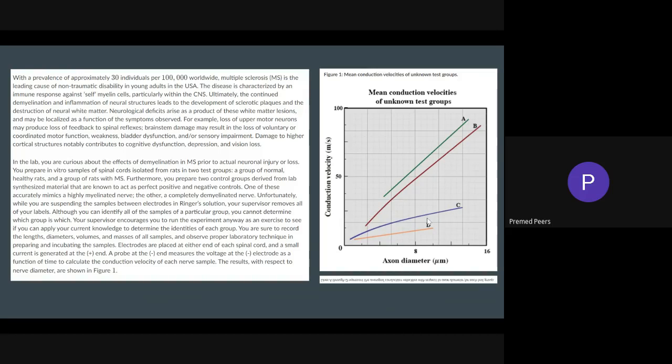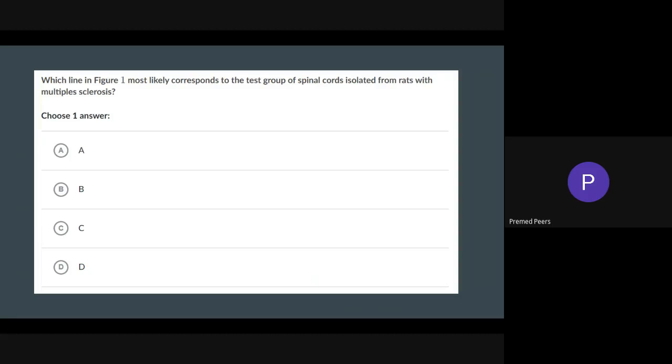It's more similar to the negative control because your conduction velocity would be severely decreased if those rats have multiple sclerosis, where your myelin sheaths are not present. Does that make sense? Any questions? No, can you repeat that again? Yeah, of course. So let me pop back to the graph real quick.